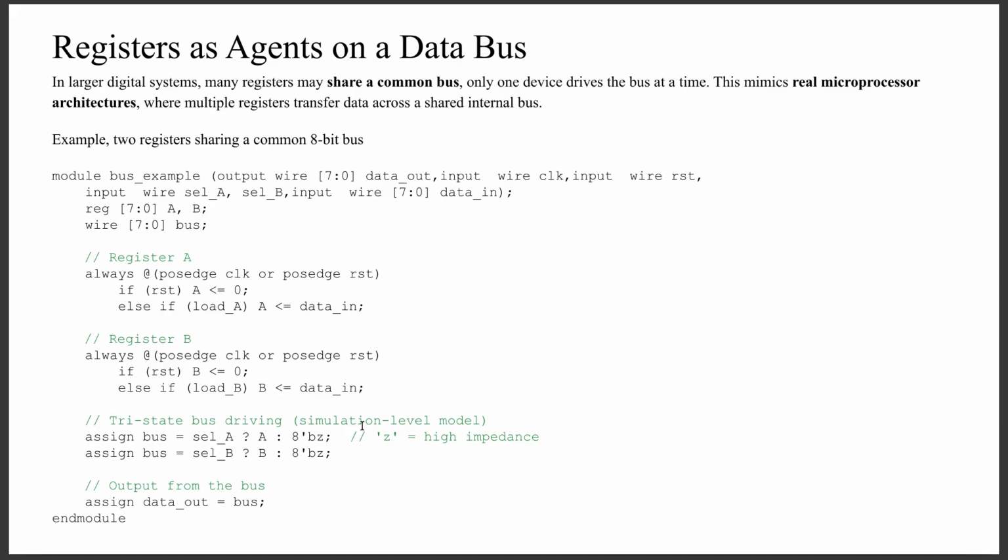And here we have some tri-state bus driving. This is not synthesizable. We assign bus equal to A if selection A is true, else high impedance, and we assign bus equal to B if selection B is true, else high impedance. The output from the bus, data out, will be equal to bus.